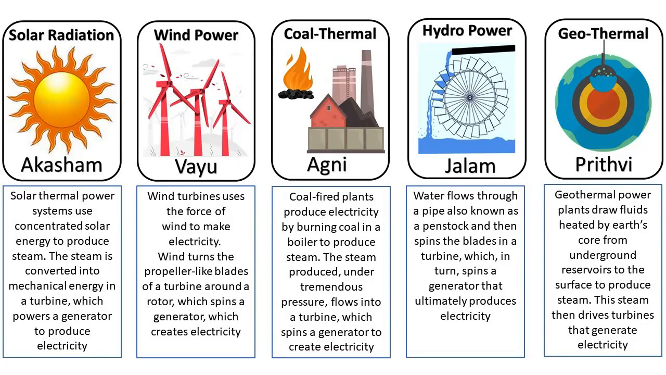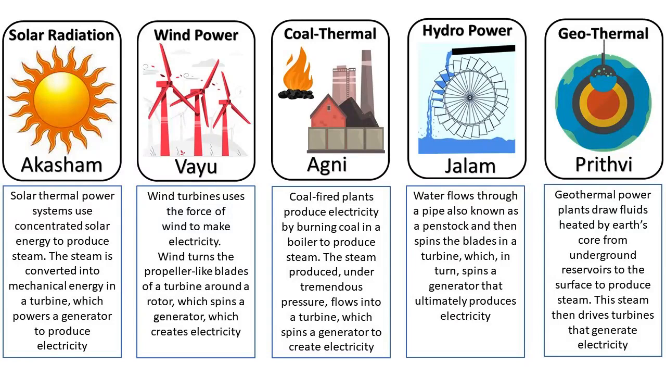The next element is fire. Here we are talking about coal thermal plants. We have been using this form of energy for a very long time, and most developing countries are still using it. Coal-fired plants produce electricity by burning coal in a boiler to produce steam.